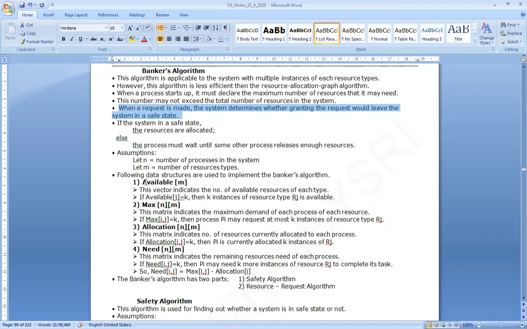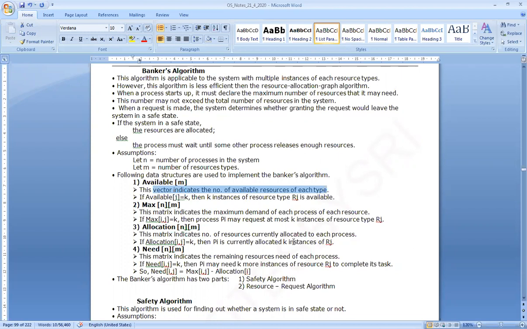One is called available. What does available mean? In the available vector, it indicates the number of available resources of each type. Next one is called max. What does max mean? This matrix indicates the maximum demand of each process for each resource. That is represented by max.